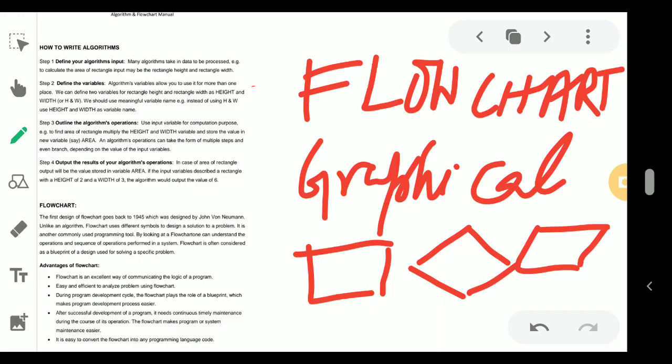After successful development of the program, it needs continuous, timely maintenance during the course of operation. The flowchart also makes program or system maintenance easier, and it is an easy way to convert the flowchart to any other program. So a flowchart is, you can say, a universal representation. From the flowchart, if the logic is clear to you, you can write code in different programming languages.